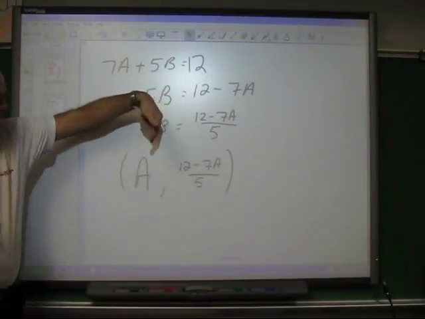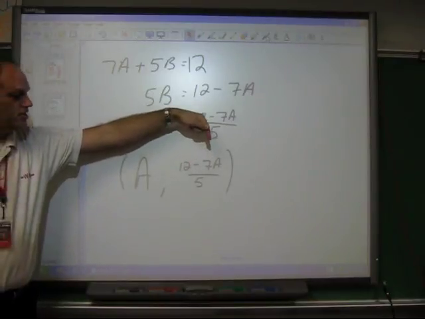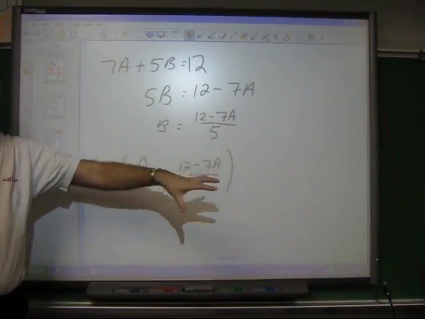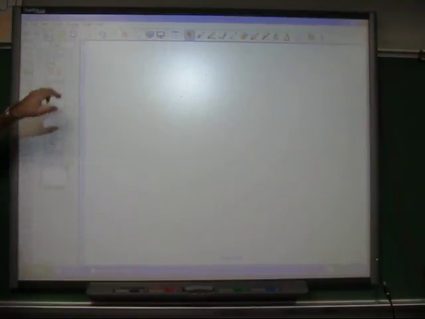Pick a number for a. 5. 5 goes in there. Then we have 12 minus 35 over 5. That's the b number to create the exact fraction we have. Oh, okay. That's what that means. There we go.